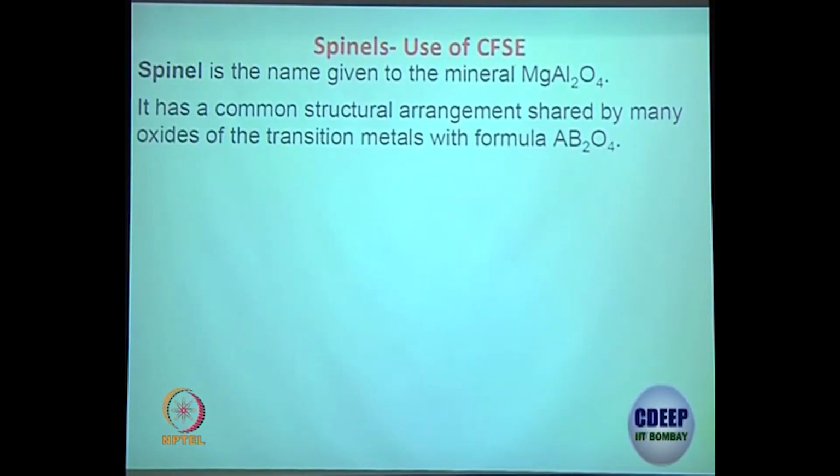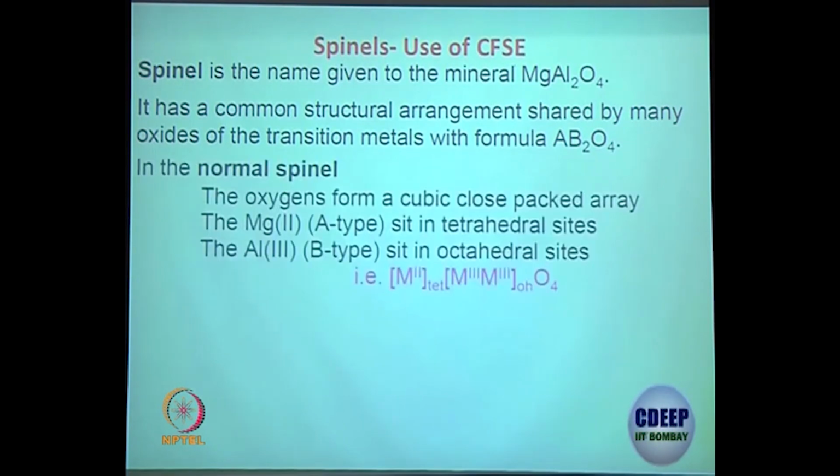Now, the definition of spinel is very simple. You can have either the same metal or different metals. It could be, let's say, Fe3O4, Co3O4, or it could be MgAl2O4. Three metals should be there. At least two of them will usually be the same, or one is different, as in MgAl2O4.